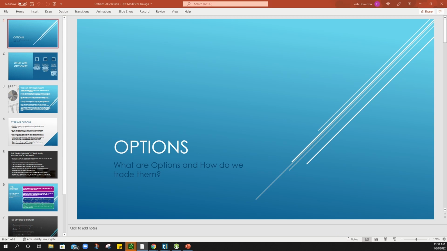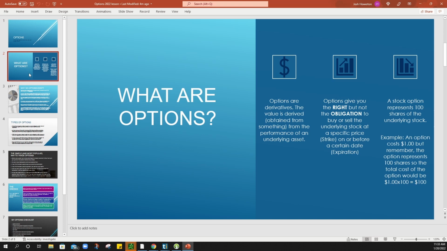Options. What are options and how do we trade them? Well, first things first, we need to understand what an option is. Like, what is this option that I've been hearing about, right? What is this beautiful word I want to learn so much about? So options are derivatives. The value is derived from the performance of an underlying asset, a stock. So what does the word derived mean, right? It means obtained from something. An option's value is obtained from the performance of the stock.